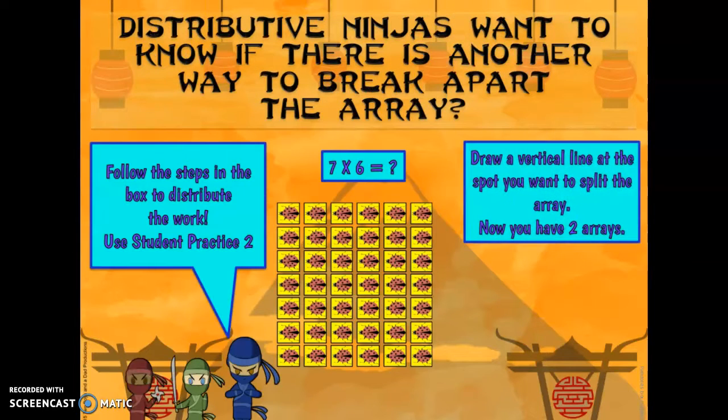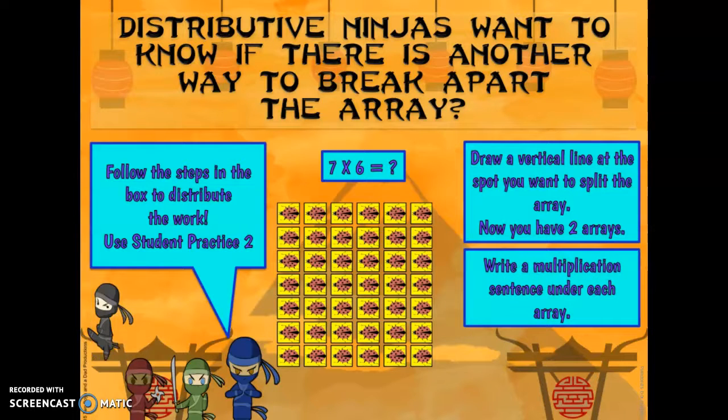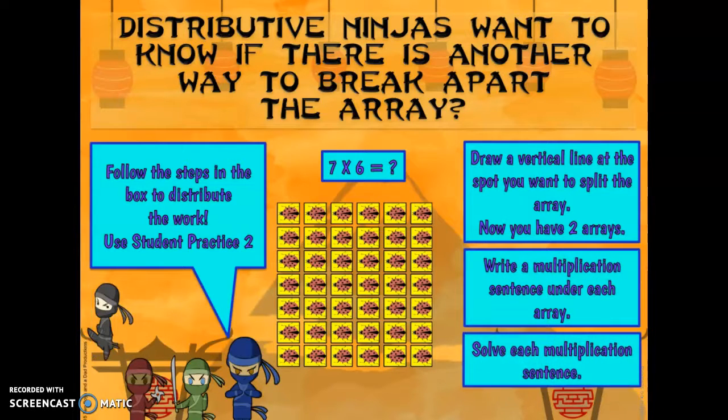There's also other ways that we could break this up. And we're going to write a multiplication sentence under each array. And we're going to solve for the problem. And then we're going to add 2 sums.